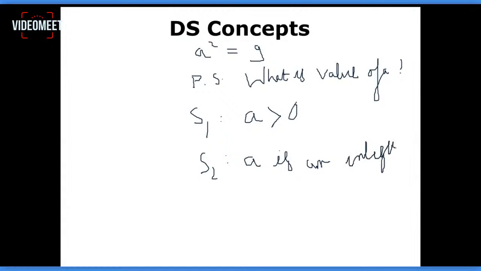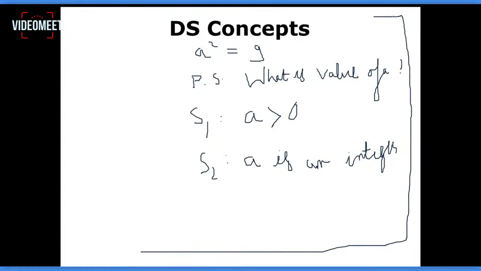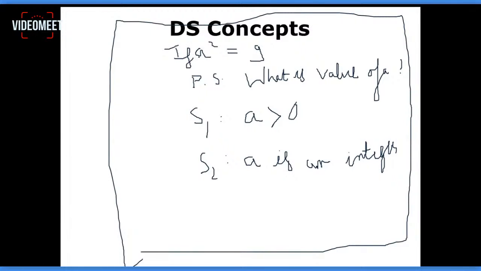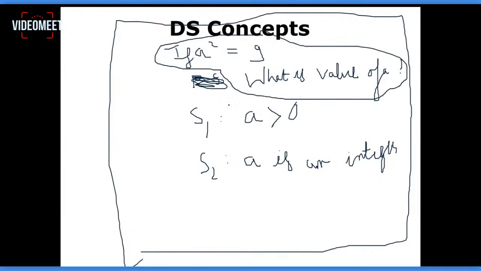This is the way a problem is asked. First, you need to understand how data sufficiency problems are formed. So a square equal to 9 is the information. It would be like, if a square is equal to 9, what is the value of a? They will not write the problem statement like this. This is the way the question would be written. Then S1 would be given, then S2 would be given. Then on the basis of this, you need to provide an answer from one of these options.